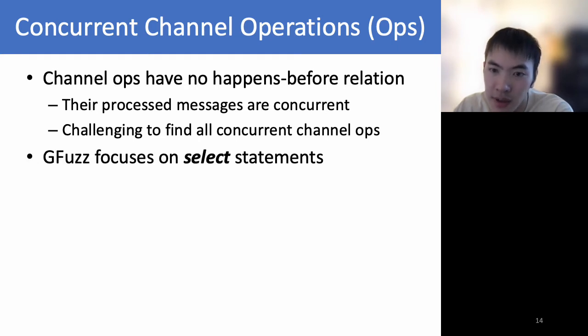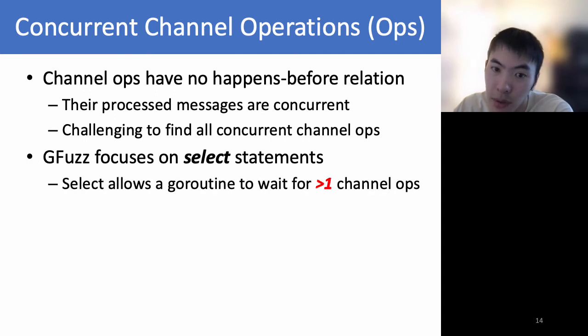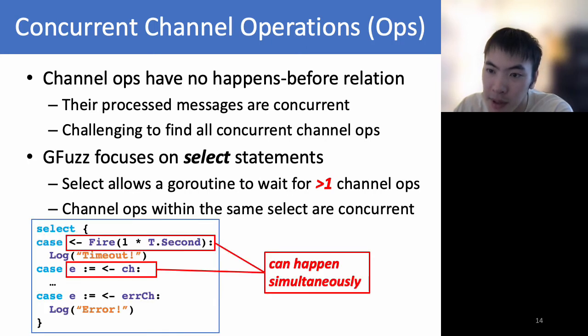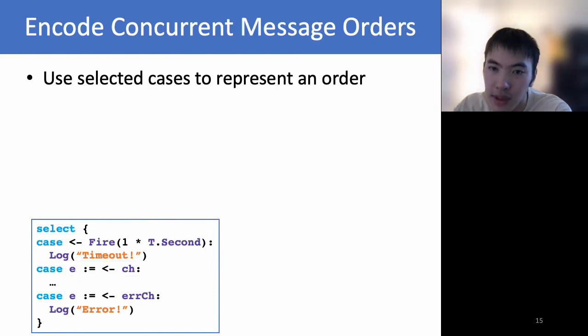GFAS focuses on select statements, which allow one coroutine to wait for multiple channel operations. This semantics indicates that the channel operations of the same select can happen simultaneously. Go programs commonly use selects, and thus GFAS can pinpoint numerous concurrent channel operations. We use a sequence of selected cases to represent the processing order of concurrent messages.